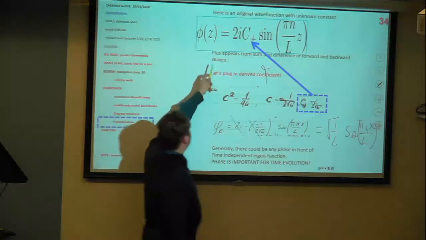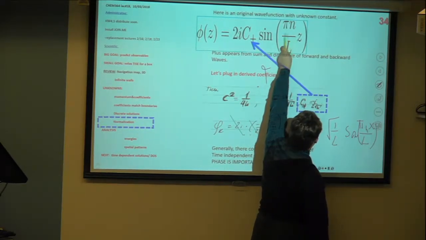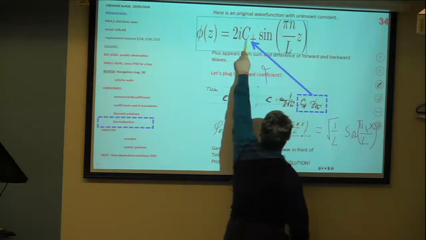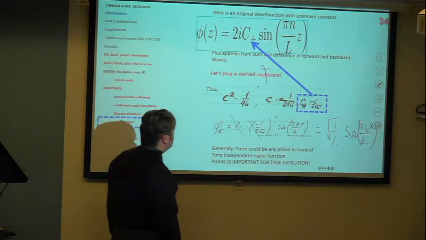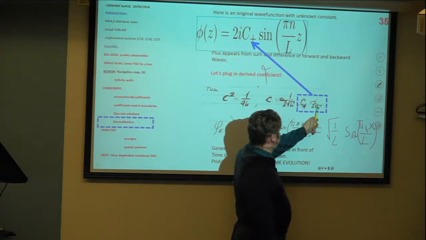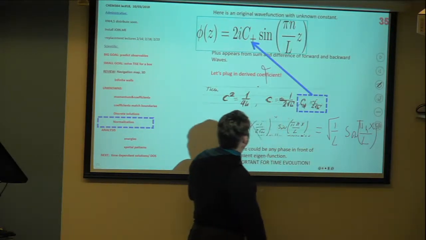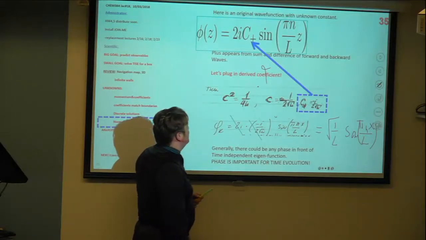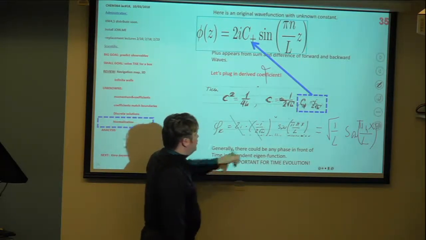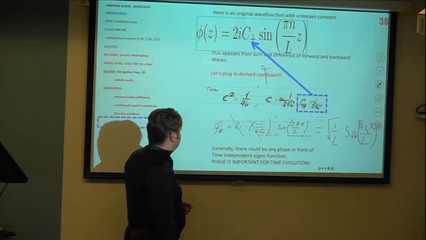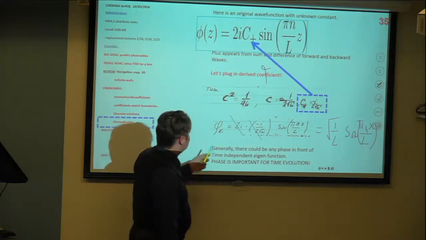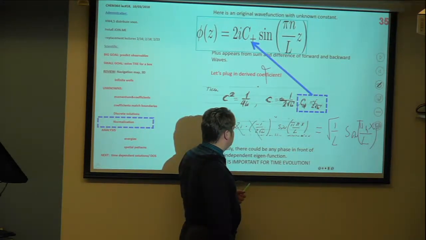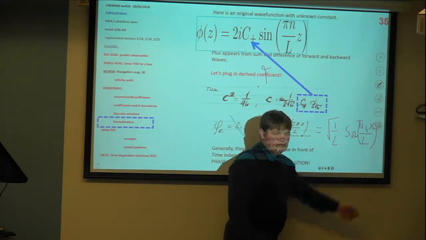So our original trial function was sine with discrete accumulation factor in front of independent variable with unknown C plus expansion coefficient. Now we do know the value of this expansion coefficient. It is imaginary and it is inversely proportional to the square root of the size of the box. So if you plug it in, the i times i will be minus 1, and minus with another minus will cancel each other. So the factors 2 should cancel here, and then the wave function itself will be square root of 1 over L times this sine.